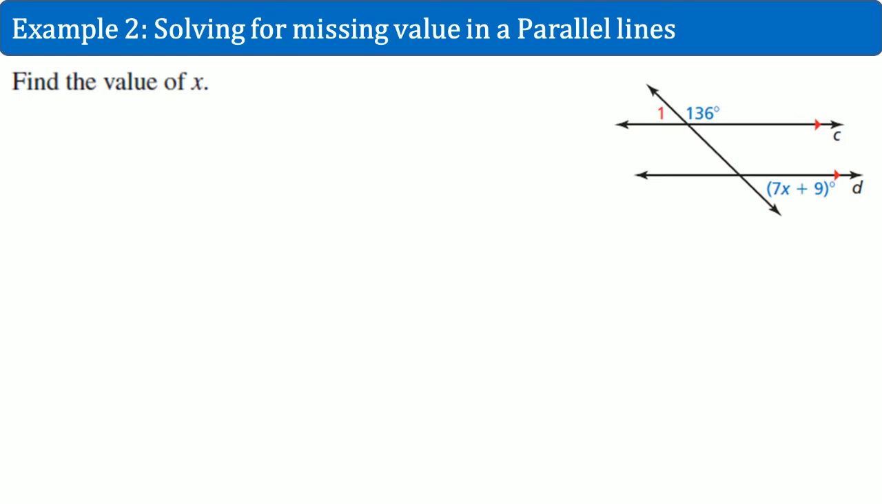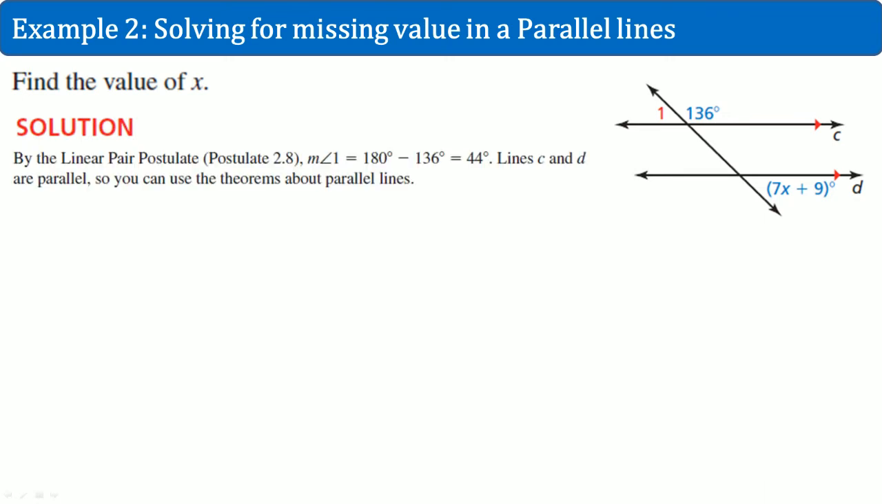You're going to solve for the angle measurement in x as well. Here is the solution. We know by linear pair that this has to be 44 degrees. How do they do that? They set up this equation, the linear pair equation. That angle 1 plus 136 has to be equal to 180 degrees. So once they solve for that, they saw that angle 1 is equal to 44. Then they say that angle 1 here is congruent to this angle.